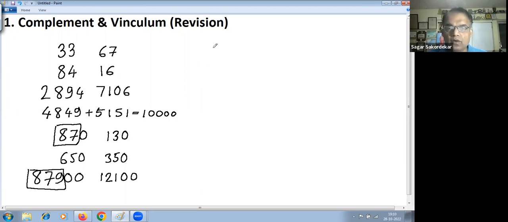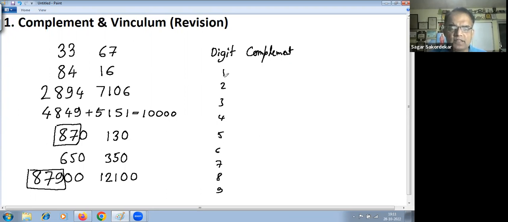Next, you should know the complement of single digits. This you should know by heart. 1, 2, 3, 4, 5, 6, 7, 8, 9. As per the rule, all from 9, last from 10, for a single digit it is the last digit, so subtract from 10. 10 minus 1 is 9, 10 minus 2 is 8, then 7, then 6, then 5, then 4, then 3, then 2.